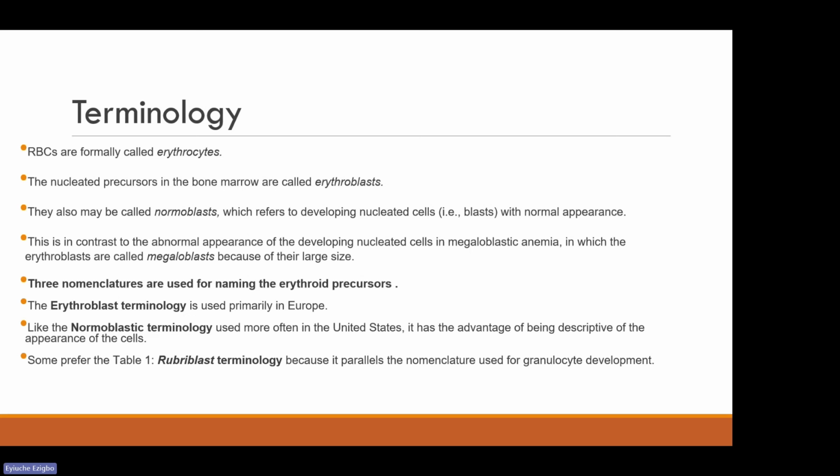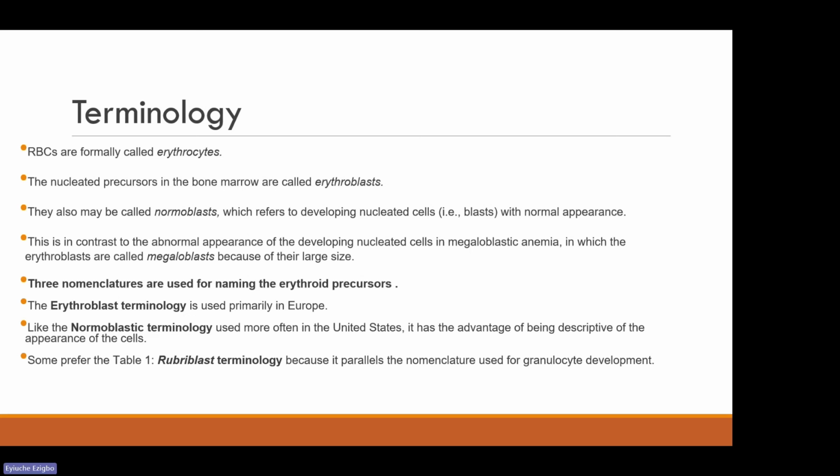This is in contrast to the abnormal appearance of the developing nucleated cells in megaloblastic anemia, in which the erythroblasts are called megaloblasts because of their large size. So when you see a megaloblast, it's an abnormal precursor of the erythrocytes, as we see in some megaloblastic anemia. There are three nomenclatures used for naming the erythroid precursors. The erythroblast terminology is mainly used in Europe.